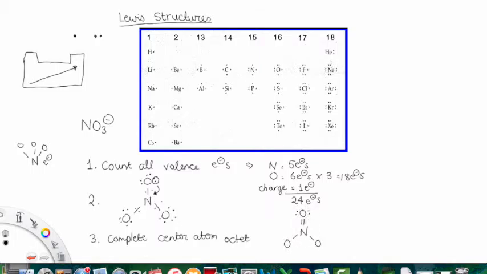2 lone pairs here, 3 pairs here. And this satisfies nitrogen's octet, the oxygen's octet, and everything looks great. And now from here, we can talk about resonance structures, which will be another video.